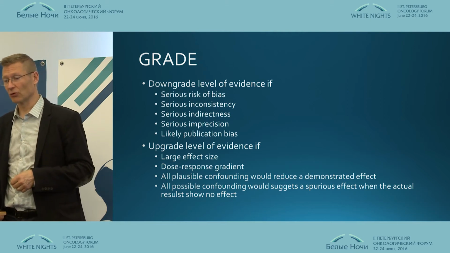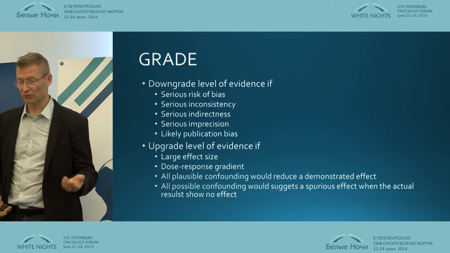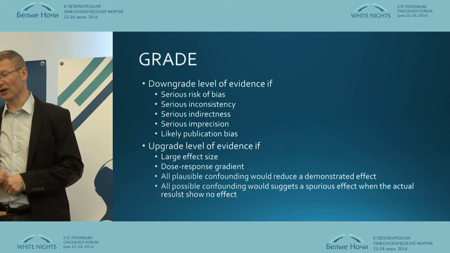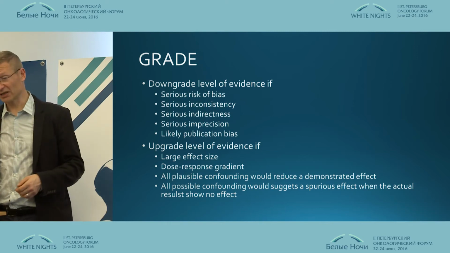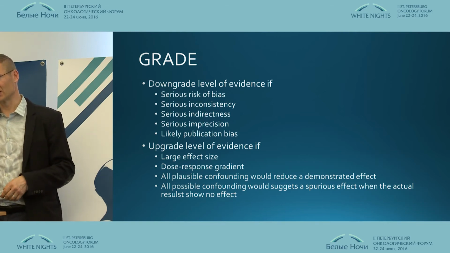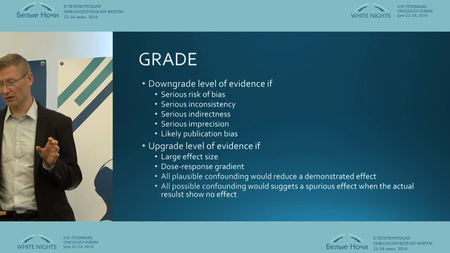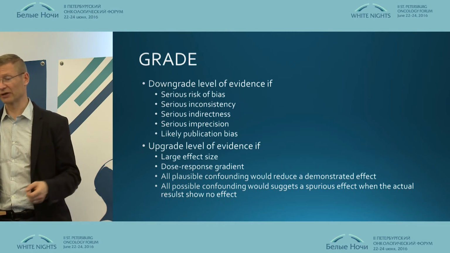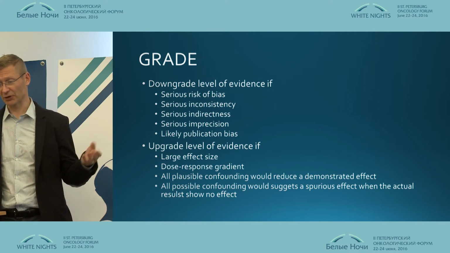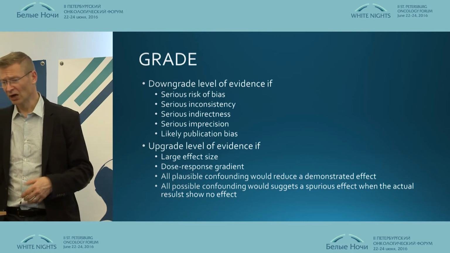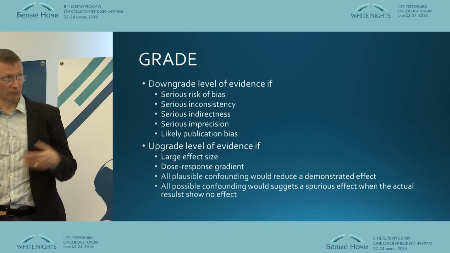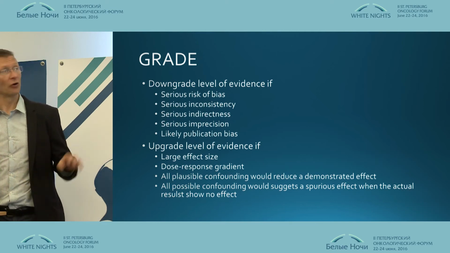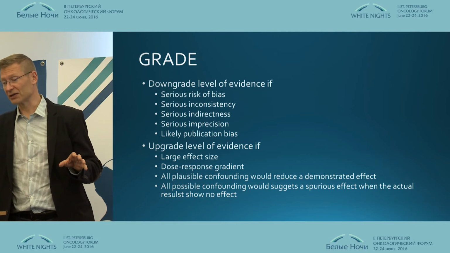The GRADE instrument for level of evidence advises us to downgrade the level of evidence if there's serious risk of bias in the evidence, if there are inconsistencies between studies, if the outcome indicators are not directly measuring the patient benefit, meaning that you would use only a physiological measure rather than something that has to do with the patient's own experience of their health, whether there's serious imprecision, meaning the amount of random error, and or likely publication bias, meaning that only the positive results are published. On the other hand, there's also guidance to upgrade the level.